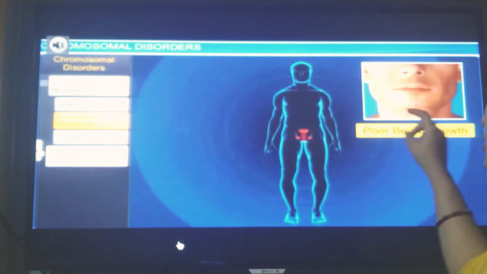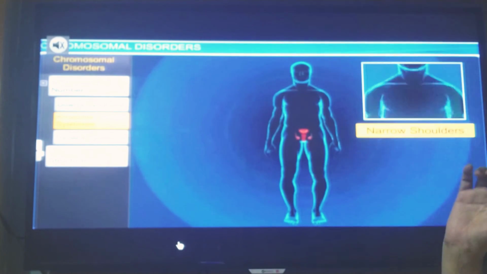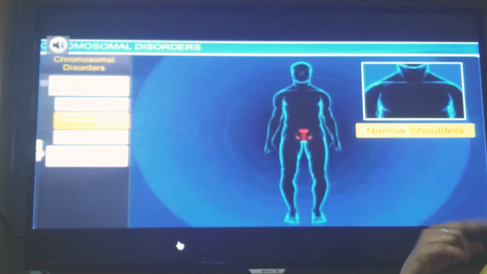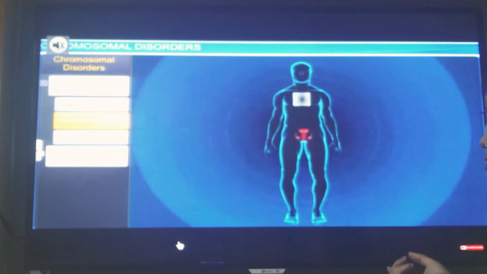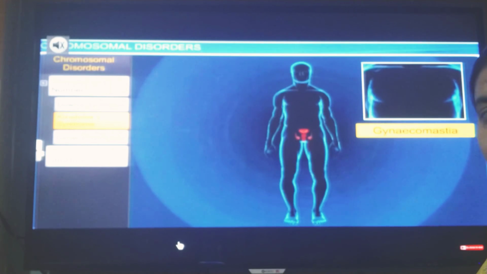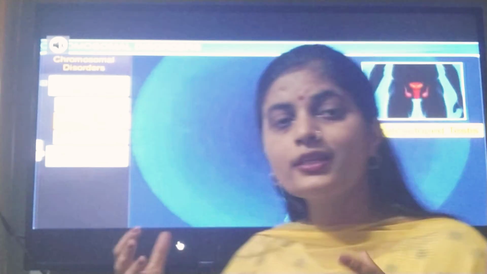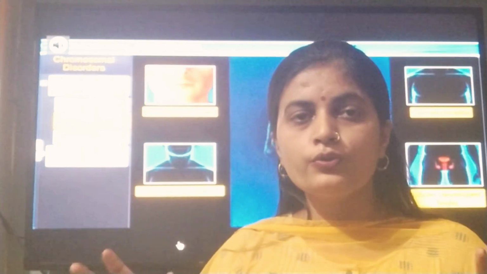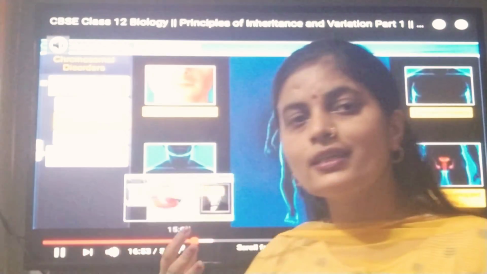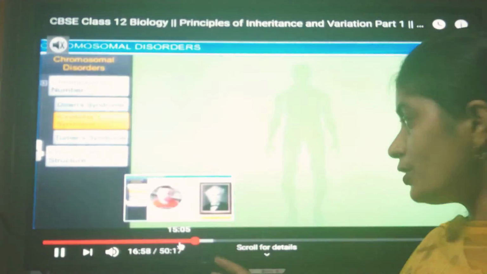Like you can see here, poor beard growth. Beard growth will occur in the poor way. Then narrow shoulders. Shoulders would be narrow of the person who is suffering from Klinefelter syndrome. Gynecomastia, that means we can see that breast enlargement occurs, and the next one which we can see is the poor growth of the reproductive organs. These are males, but poor growth of the reproductive organs occurs in them.